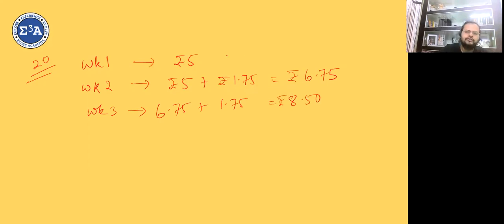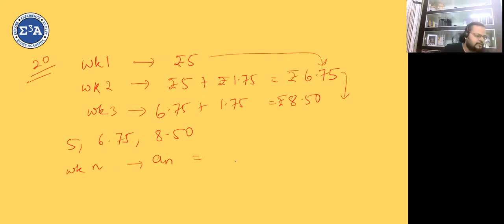All right. So we can clearly see the difference between the first term, the second term and the third term is the same. So this is an AP: 5, 6.75, 8.5. Now the question is, if in the nth week, that is AN, her weekly saving becomes rupees 20.75, then find the value of N.